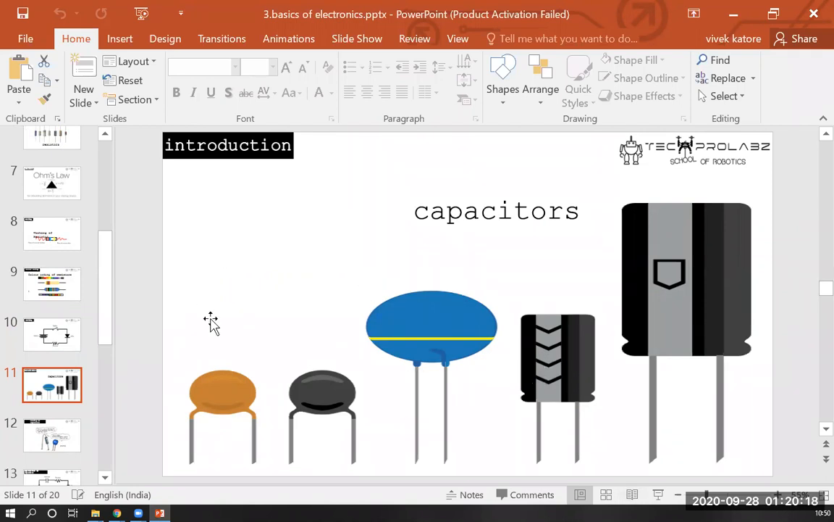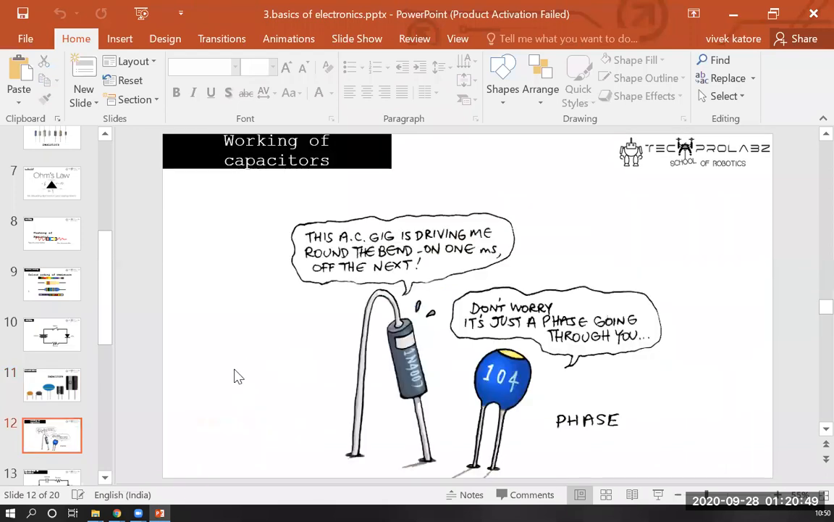So capacitors are also electronic components, and they look like this. Okay, these are the various types of capacitors you can see. There are much bigger capacitors, but they are not electronic capacitors. They are electrical capacitors, used in electrical power supply. That means a capacitor whose value is like 500 volt, 400 volt, 300 volt, something like that.